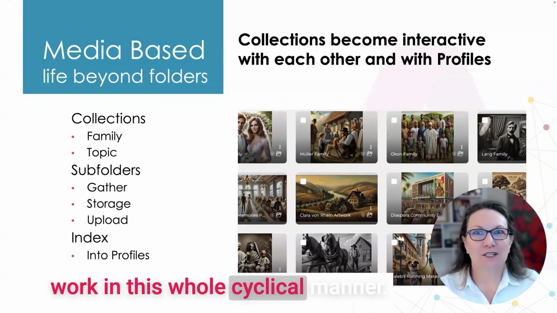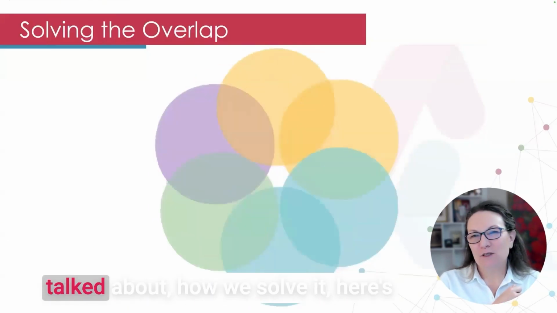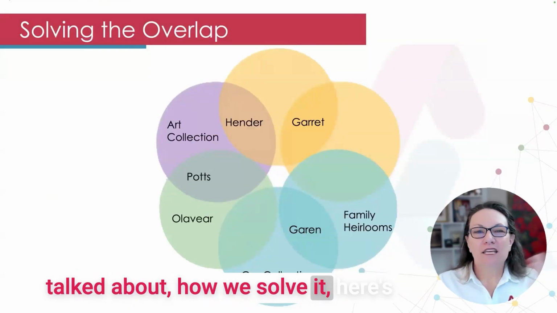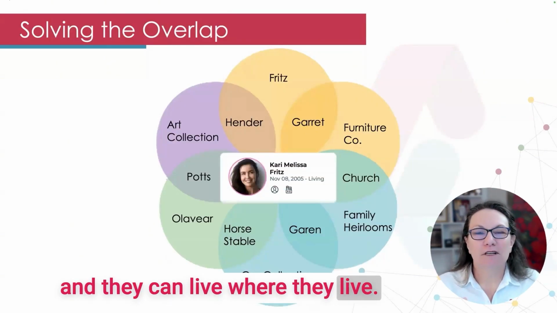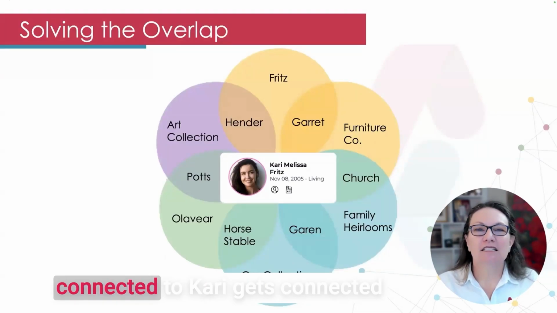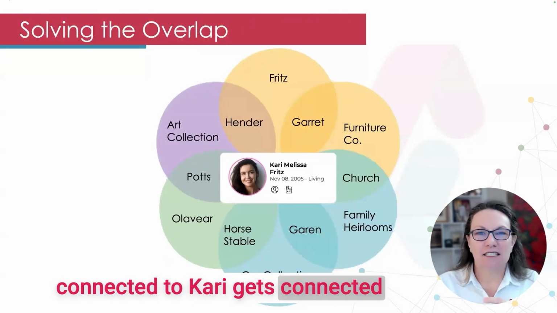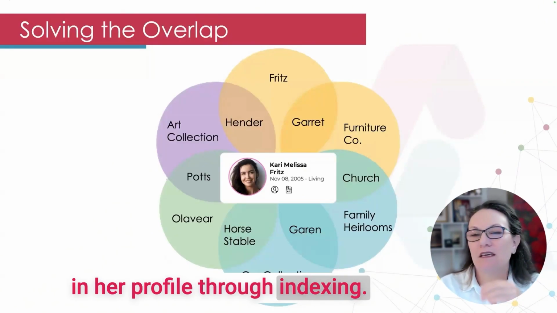in this whole cyclical manner. So remember that overlap that we talked about, how we solve it? Here's all those overlapping collections, and they can live where they live. But the media that needs to be connected to Carrie gets connected in her profile through indexing.